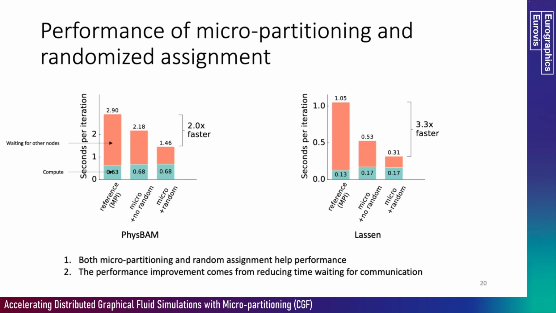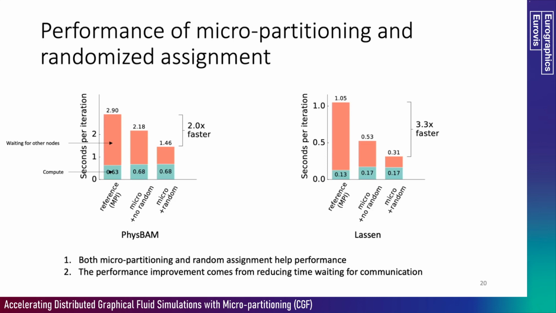We compare 3 cases of running the same application. First, use MPI implementations as the baseline. Second, use micropartitioning without random assignment. Last, add random assignment on top of micropartitioning. We see both micropartitioning and random assignment are helping overall performance. Altogether, they give 2 to 3x speed up.